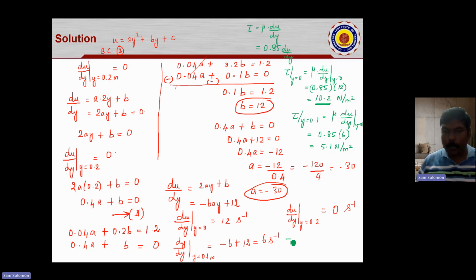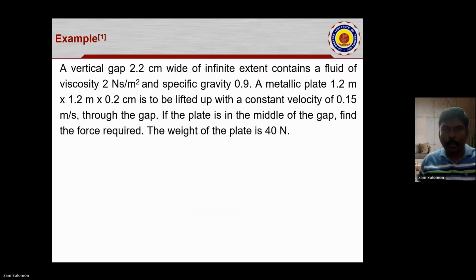So tau at y equal to 0.2 is mu times du by dy at 0.2. du by dy at 0.2 is 0. So 0 multiplied by anything is going to be 0. Okay. So that is what we get when we solve this particular problem. So we will stop here and continue in the next lecture.